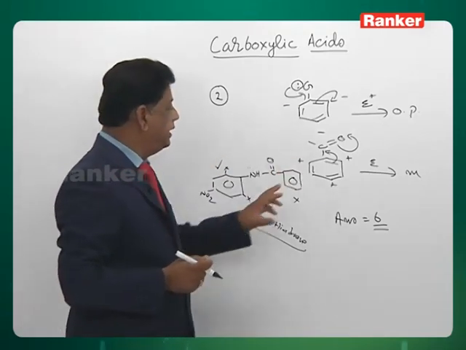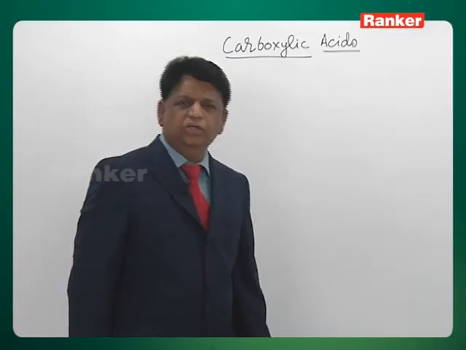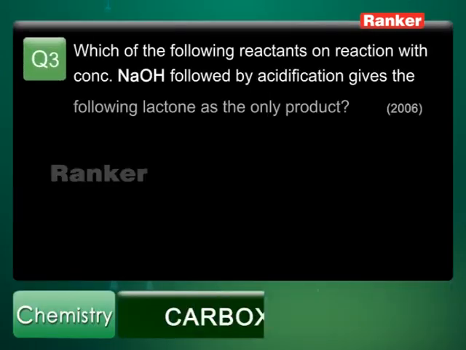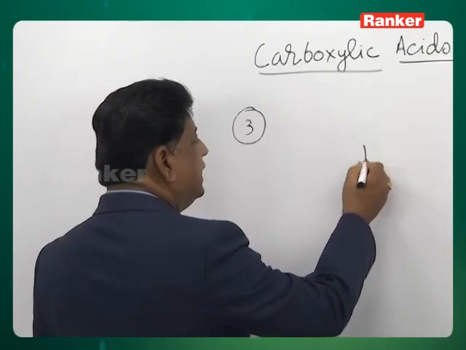Two concepts are blended in this question. It's a nice question. So, question number 3. The question is which of the following reactants on reaction with concentrated NaOH followed by acidification gives the following lactone as the only product. A lactone is a cyclic ester.